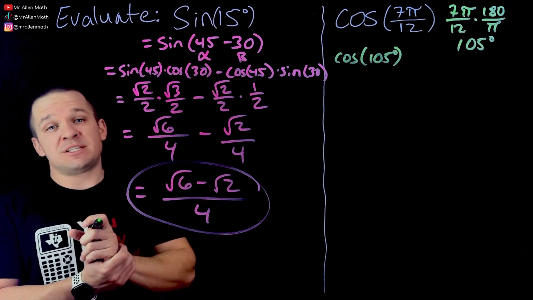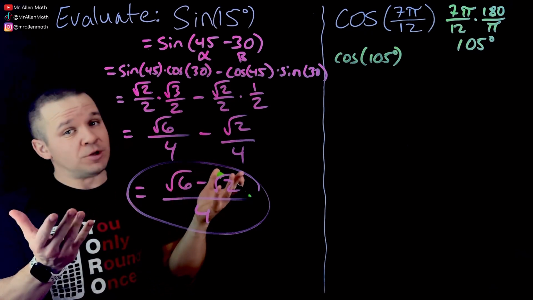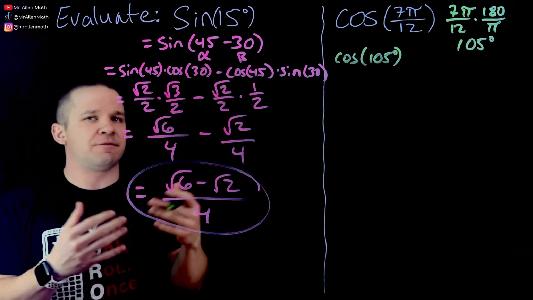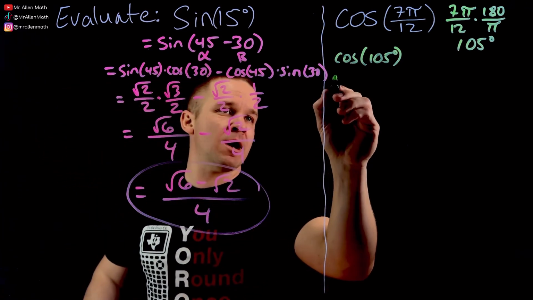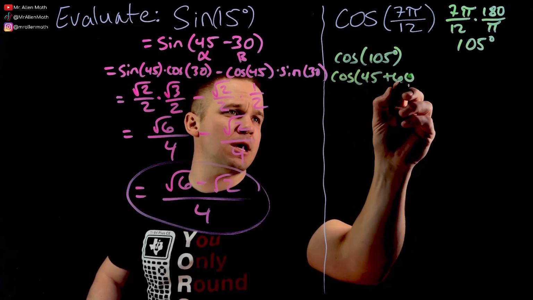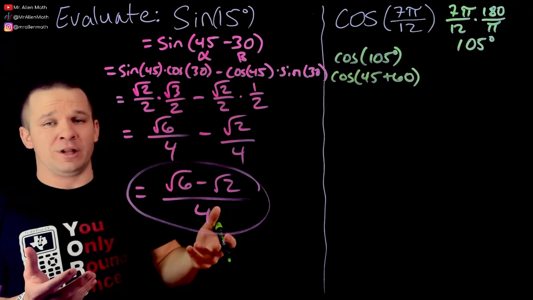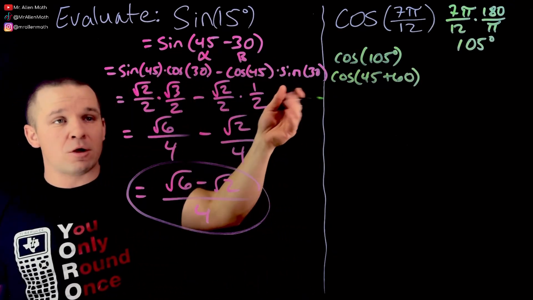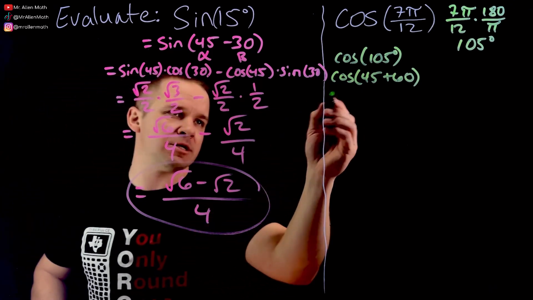I'm thinking maybe 60 and 45 would work. Those are nice ones, also in the first quadrant, so that's easy to deal with. I don't have to think about positives or negatives. So there we go. Let's rewrite that as cosine of 45 plus 60, or you can do 60 plus 45. It really doesn't matter, okay? Now we've got to plug this into my sum formula, which is actually subtraction for cosine. So watch out for that.